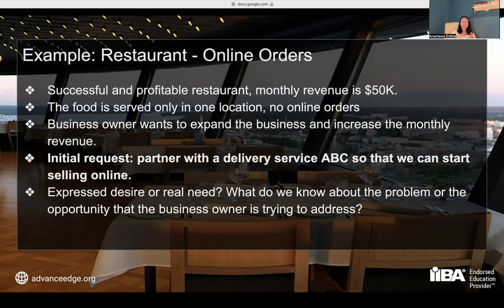And now we have the business owner who wants to expand the business and increase the monthly revenue. And the initial request sounds the following way. We need to partner with a delivery service, ABC, so that we can start selling online, right? That's the request that the business analyst receives. Well, the first thing to consider is, is this an expressed desire or a real need? What do we know currently about the problem or the opportunity that the business owner is trying to address? Well, that very sentence, partner with a delivery service ABC so that we can start selling online, sounds more like an expressed desire. The business analyst should be able to recognize that and start interviewing the stakeholders, or probably just the business owner, to understand the real need that stands behind that expressed desire.